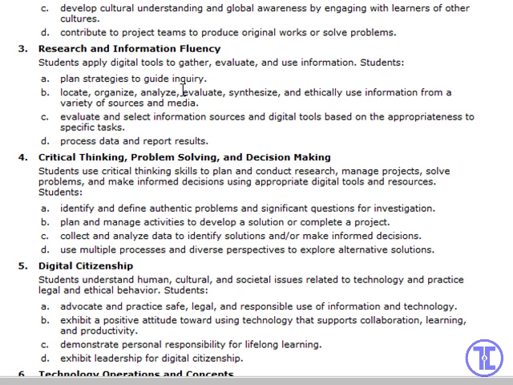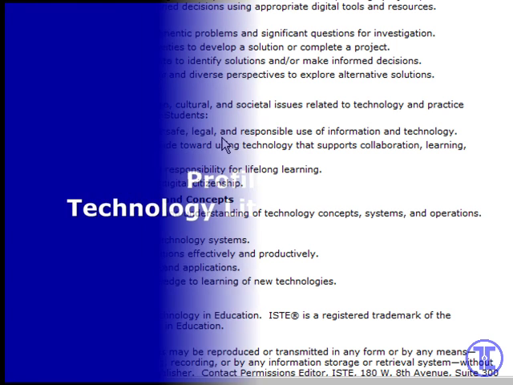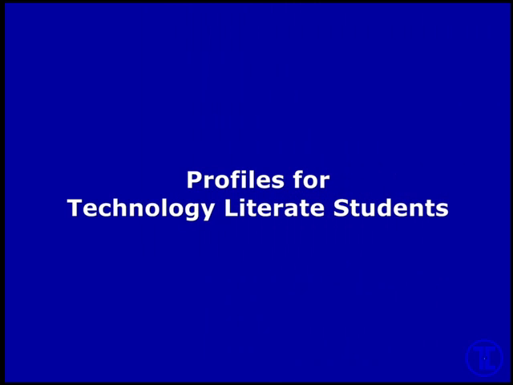The 5th one is extremely important, called digital citizenship, in which students understand human, cultural, and societal issues related to technology and practice legal and ethical behaviors. That is extremely important today because of all the issues with internet safety and predators, and students copying other things and copying copyrighted information and thinking that it's correct to do. So that's very, very important, and it was interesting to note that it wasn't emphasized so much in the original NETS.